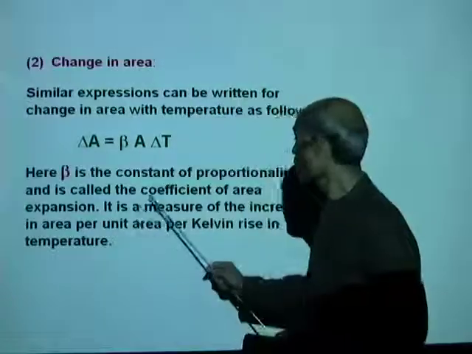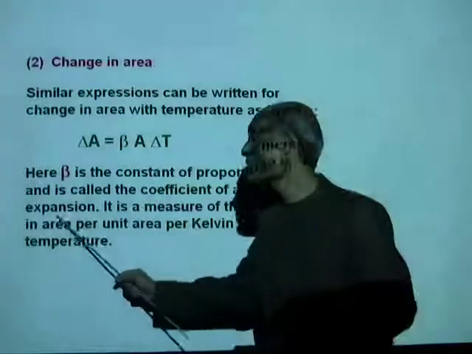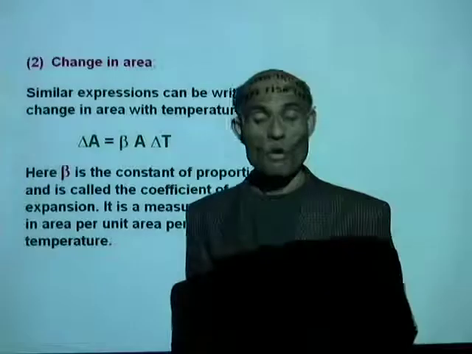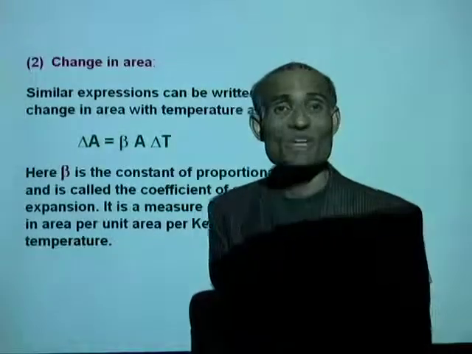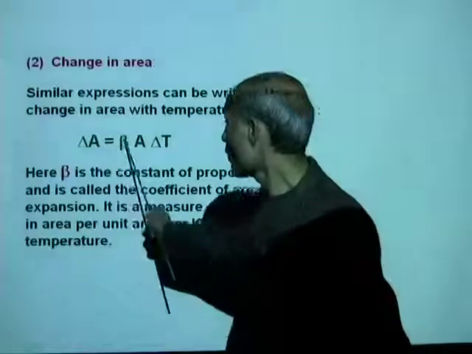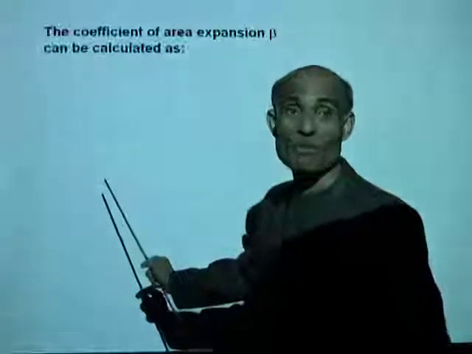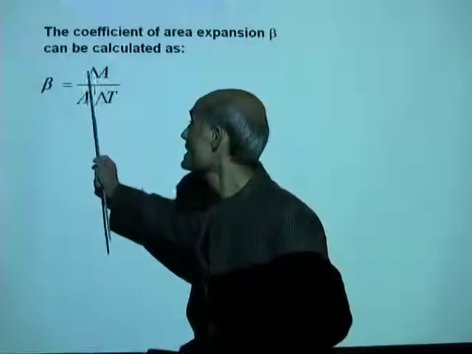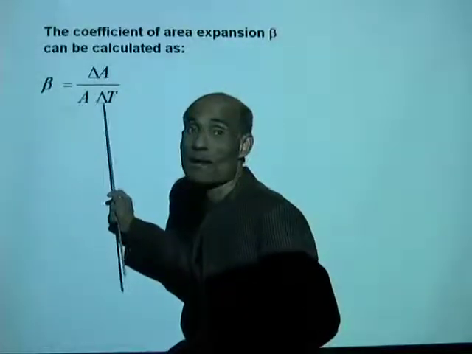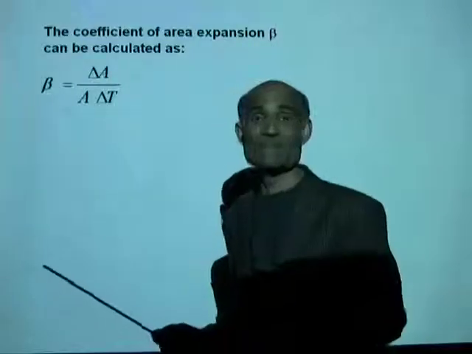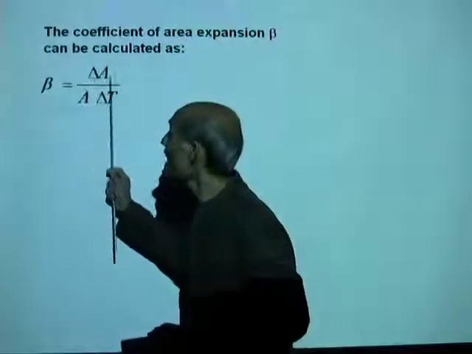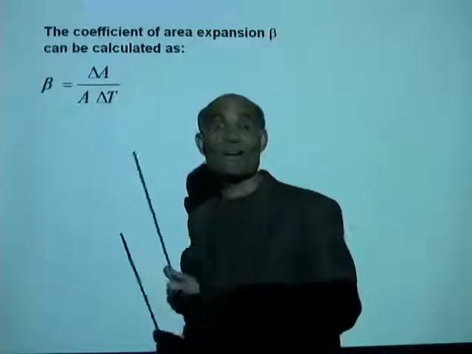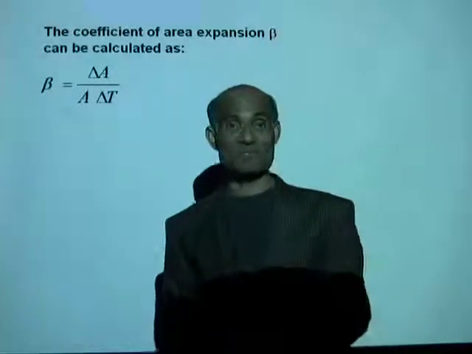Beta is called the coefficient of area expansion. Can you give me a definition for it? What is coefficient of area expansion? If you solve for beta, what will that equation look like? Beta equal to delta A divided by A delta T. It is the increase in area per unit area per Kelvin rise in temperature.